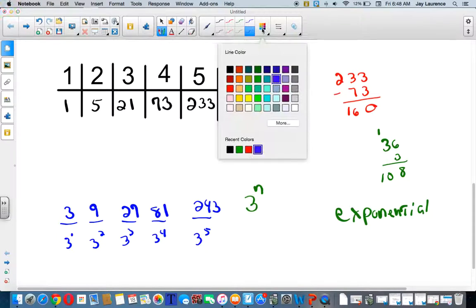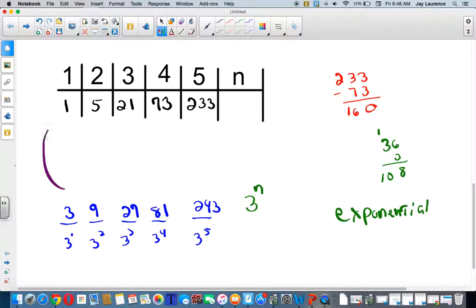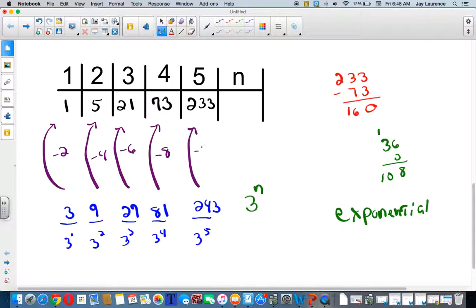And it looks like, let's see here. Here I'm going to subtract 2. Here I'm going to subtract 4. And then I'm going to subtract 6. And then 8. And then 10. So I'm subtracting different amounts every time. On the first one I subtracted 2. On the second one I subtract 4. Third one I subtracted 6. Fourth one I subtracted 8. Fifth one I subtracted 10.